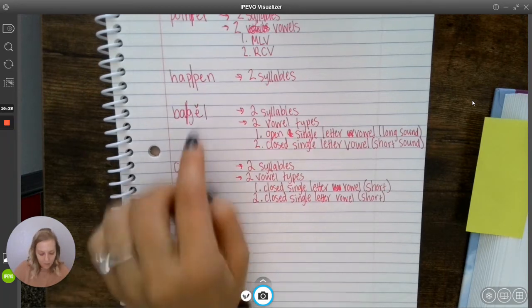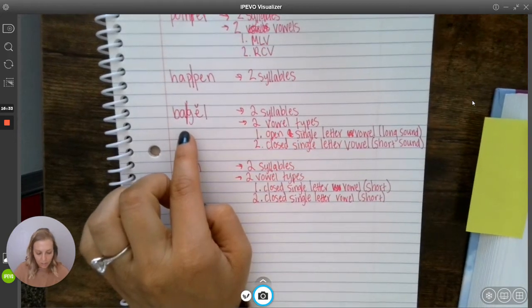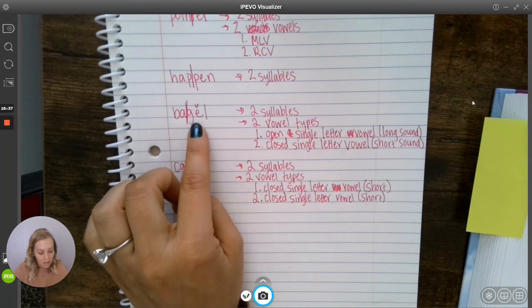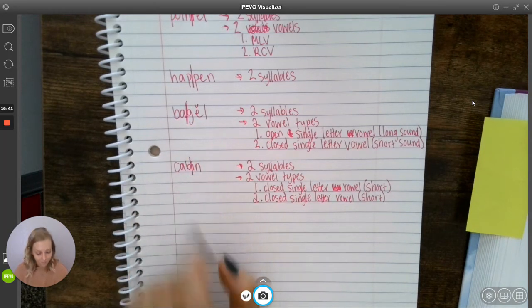With the word bagel, we said that when we see one consonant in the middle of the word, it usually goes with the next syllable, right? Does it always? Obviously not.